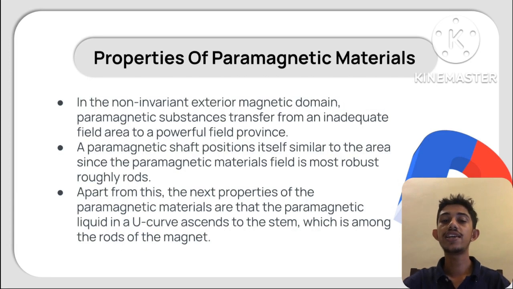In a non-uniform external magnetic field, paramagnetic substances move from a weak field area to a strong field region. A paramagnetic rod positions itself parallel to the field, since the field is strongest around the poles. Apart from this, another property of paramagnetic materials is that a paramagnetic liquid in a U-tube ascends in the limb which is between the poles of the magnet.